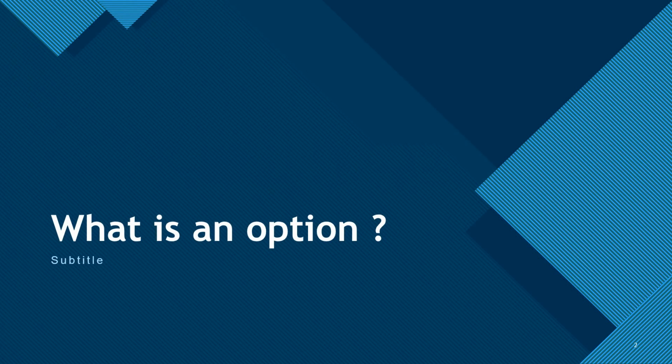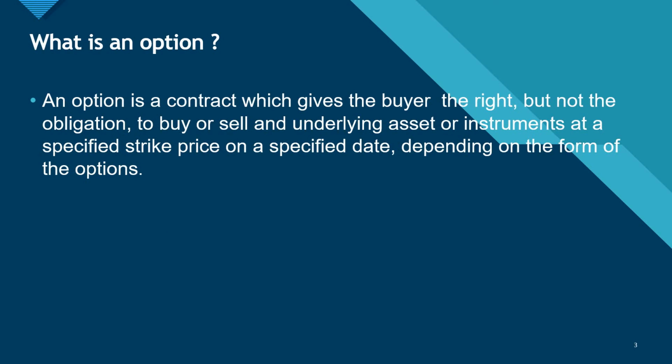So first of all, what is an option? An option is a contract which gives the buyer the right but not the obligation to buy or sell an underlying asset at a specific time. So what does this mean?